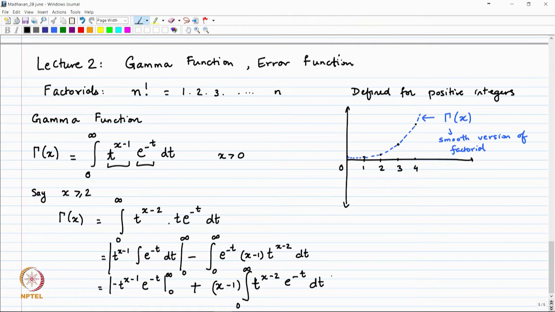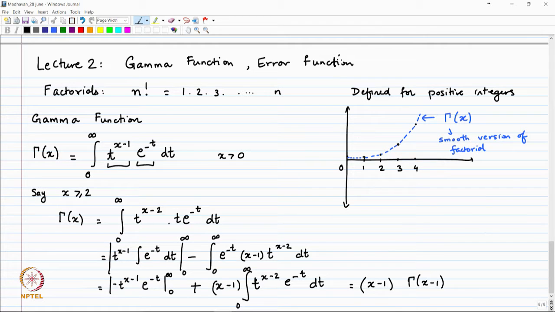Now, the second term I can write as x minus 1 times an integral that is exactly like this, only instead of x I have x minus 1. This integral is exactly the gamma function, but the argument is not x, it is x minus 1. So, basically you get gamma of x equal to x minus 1 times gamma of x minus 1.